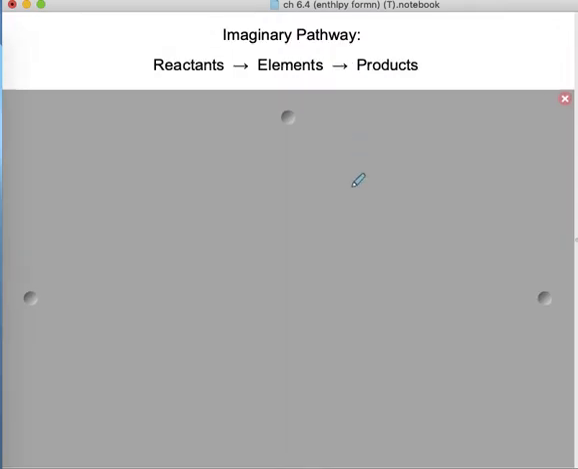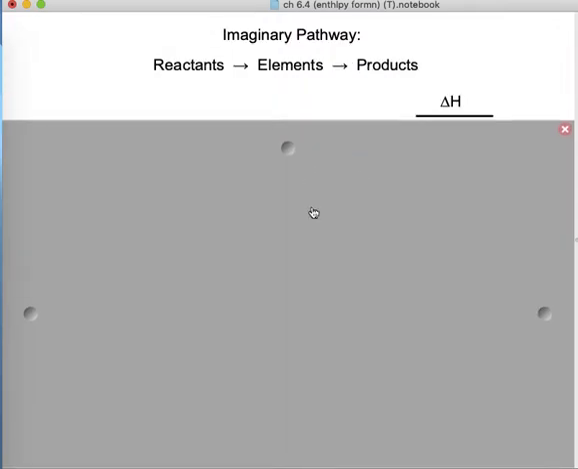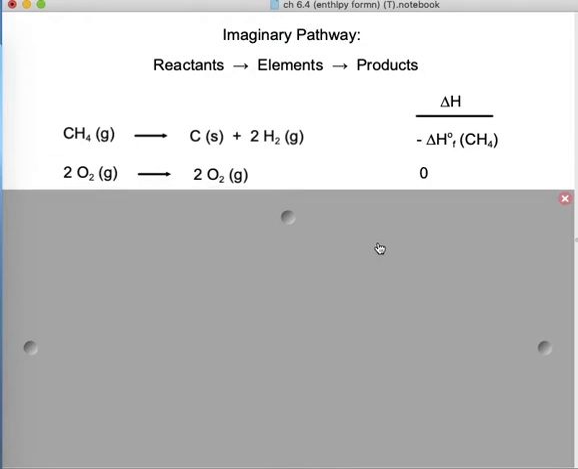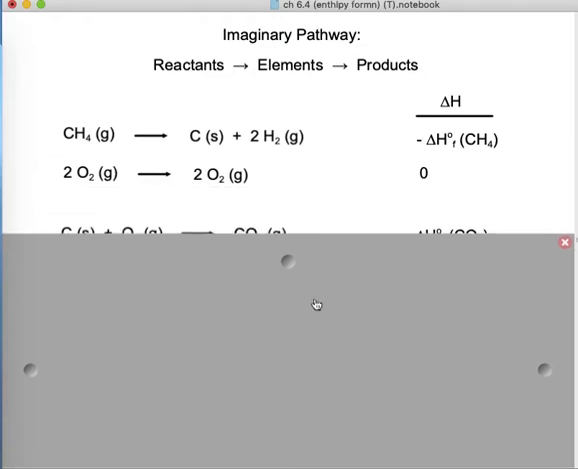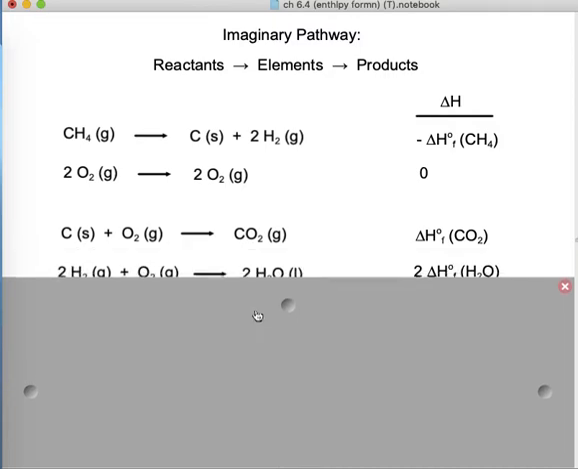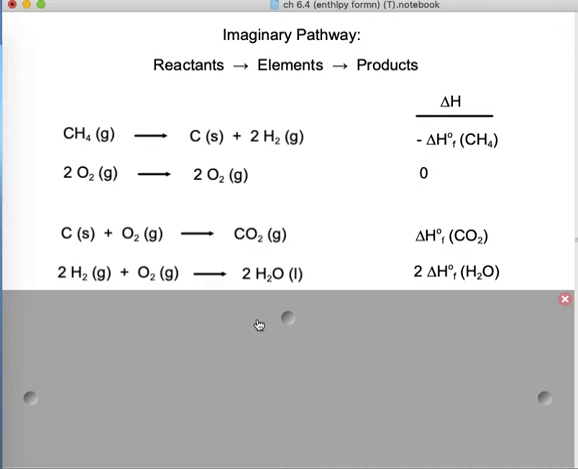Okay? Well, here's how it is. Reactants to elements to products. If I decompose 1 mole of methane to its elements in their standard states, the enthalpy change for that process is the negative of the standard enthalpy of formation of methane. 2O2 to 2O2 has an enthalpy change of 0, obviously. The standard enthalpy of formation of carbon dioxide gas is the enthalpy change for 1 mole of carbon plus 1 mole of oxygen forming 1 mole of CO2. And 2 moles of hydrogen plus 1 mole of O2 forming 2 moles of liquid water is 2 times the standard enthalpy of formation of water. Okay?